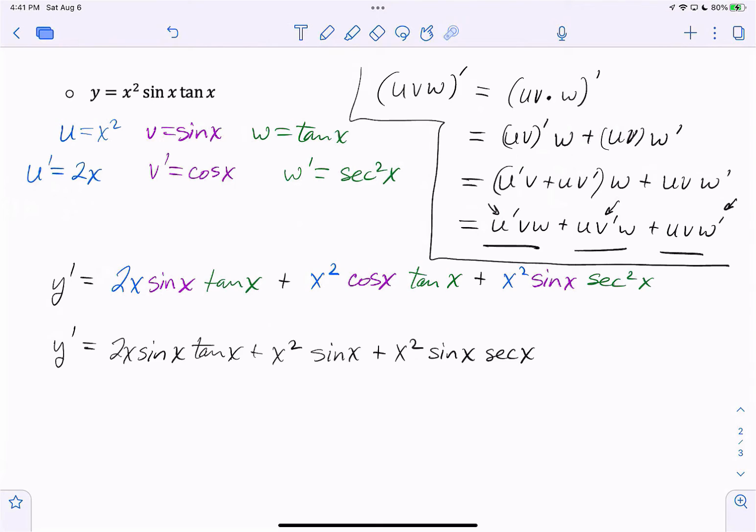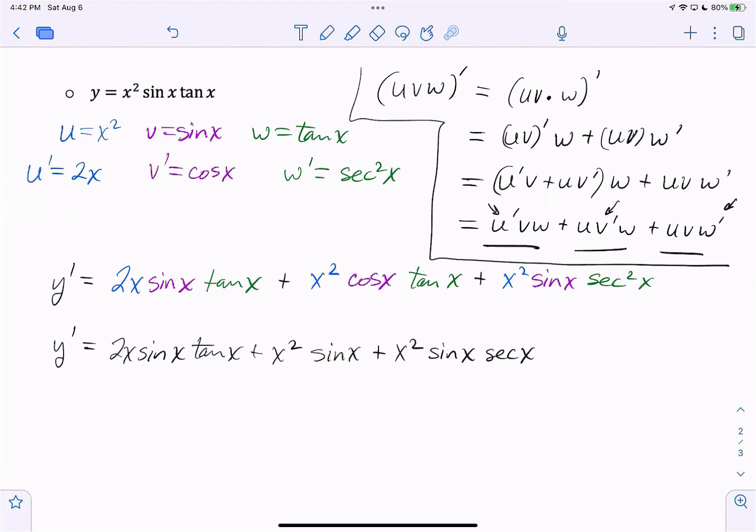Somewhere along the line here, you probably had to make a decision about where to simplify and what to simplify. What I have is that y prime is equal to 2x times the sine of x times the tangent of x plus x squared times the cosine of x times the tangent of x plus x squared times the sine of x times the secant squared of x. The cosine divides out into the tangent, leaving me with the sine function, and that's as much as I did. In a previous example, we turned the sine of x times the secant squared of x into the tangent of x times the secant of x, and if you did that here, that's fine.